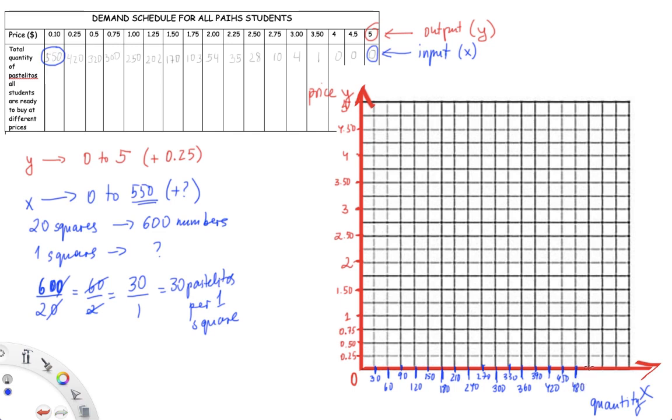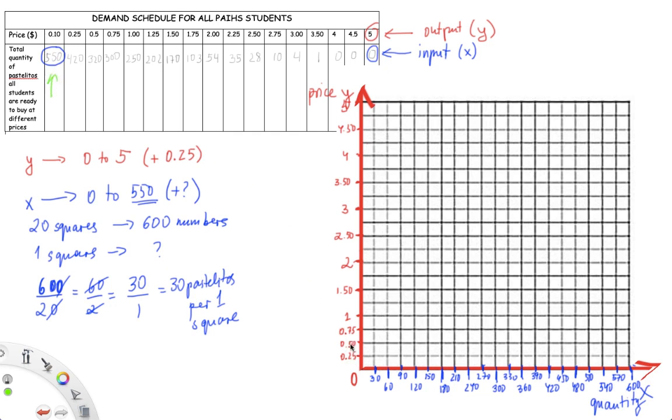480, plus 30 is going to give us 510, 510. Then 540, another 30 is 570, and finally we've got 600 pastelitos. So now we can start graphing. I'm going to use green, and we're going to start with the first point.